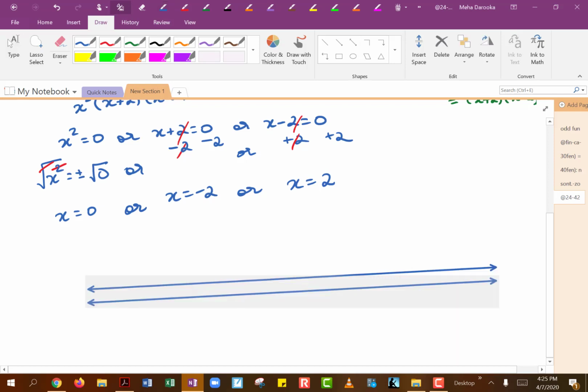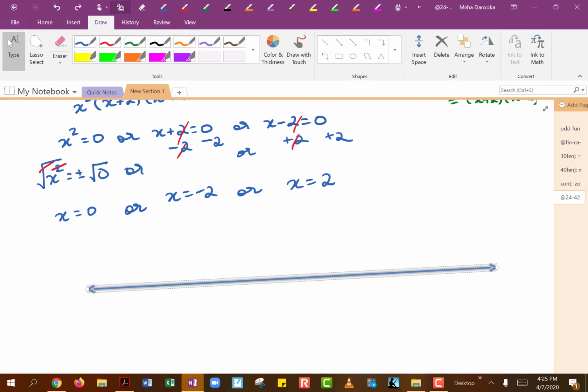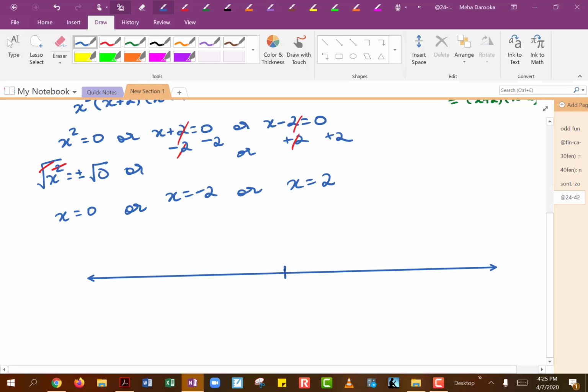Okay, and the idea is this one basically represents our x-axis. So let's go ahead and mark everywhere we see our x-intercepts. Of course, we've got 0, we've got +2, and we've got -2, right? So this is where we have our x-intercepts.